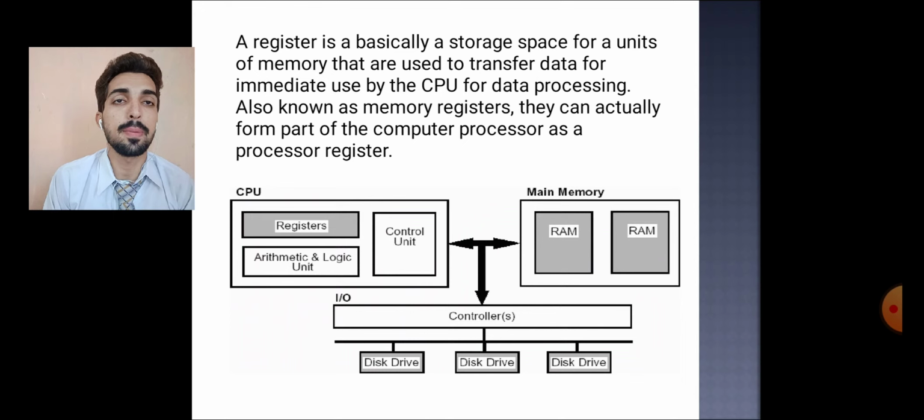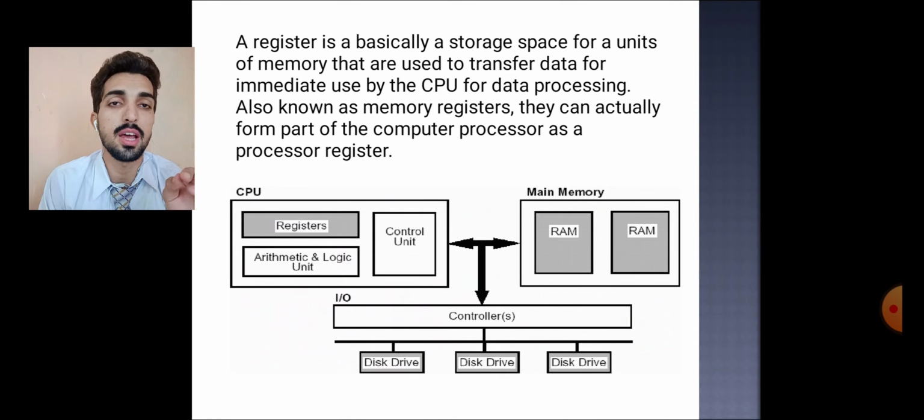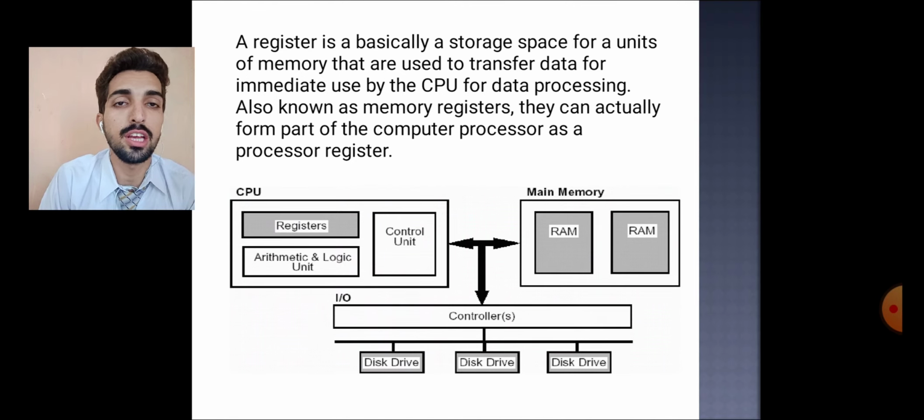A register is basically a storage space for a unit of memory that is used to transfer data for immediate use by the CPU for data processing, also known as a memory register. They can actually form part of the computer processor as a processor register. This picture describes the CPU, main memory, and disk device controllers.